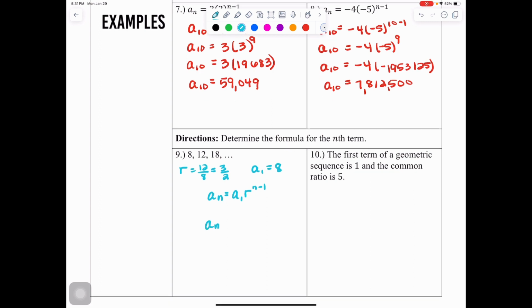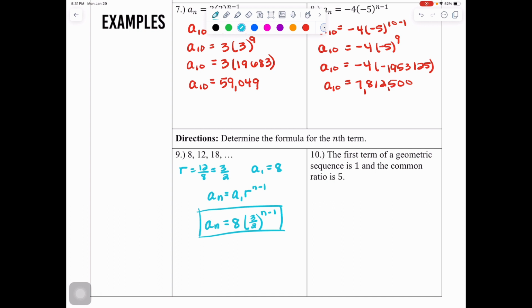A sub n stays a sub n. I'm only replacing a sub 1 with 8. The common ratio I found as r is going to go 3 halves in parentheses. And then that will be to the n minus 1, which should stay n minus 1. So you just wrote the formula that would allow you to find any term in the sequence.